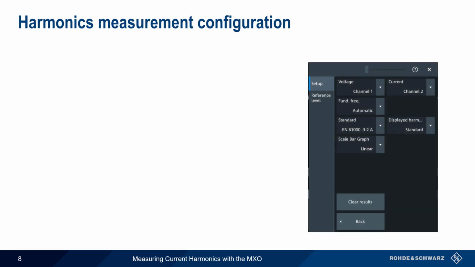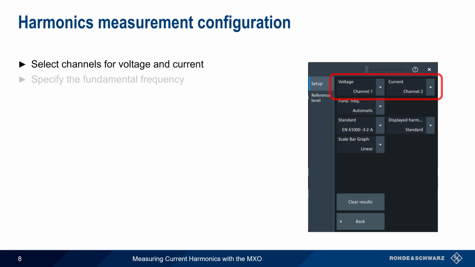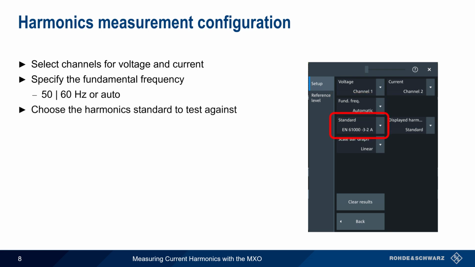The measurement configuration for harmonics measurements is very straightforward. First, select which channels are used for voltage and current. Next, specify the fundamental frequency. This is usually 50 or 60 Hz, but can be automatically detected in most cases. The standard being tested against is then selected.